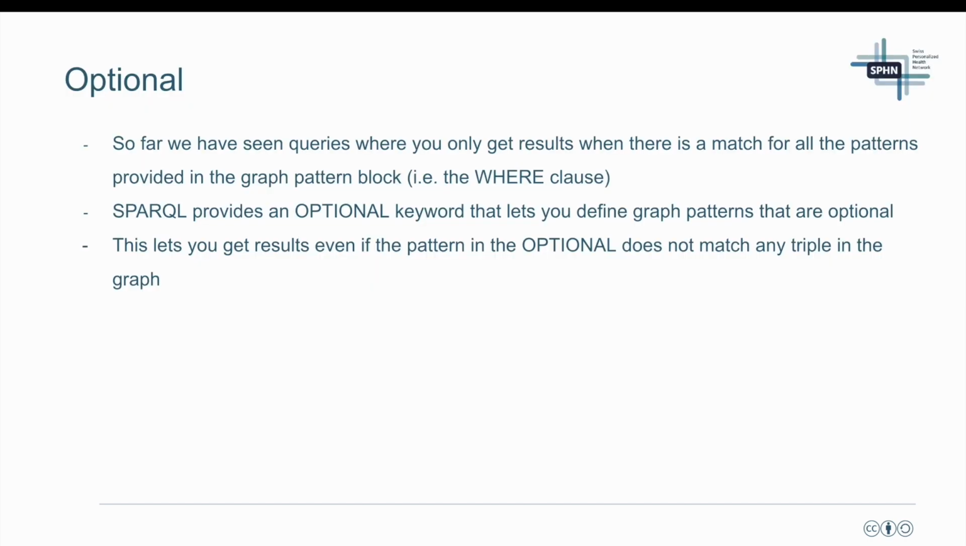So far, we've seen queries where you get results only when there is a match for all the patterns provided in the graph pattern, that is within the where clause. SPARQL also provides an optional keyword that lets you define graph patterns that are optional. This lets you get results even if the pattern defined in the optional clause does not match any triple in the graph. This is often useful when you want to get all the results even when certain triple patterns do not exist.